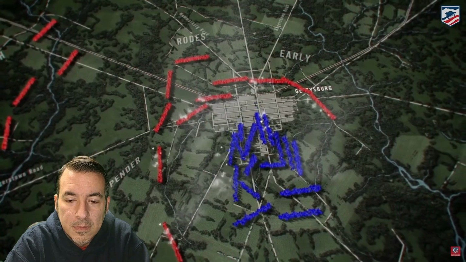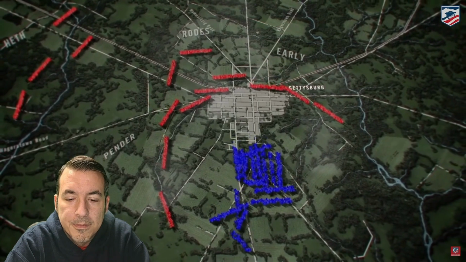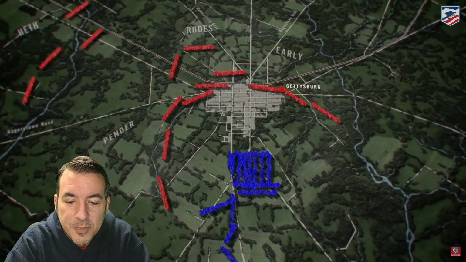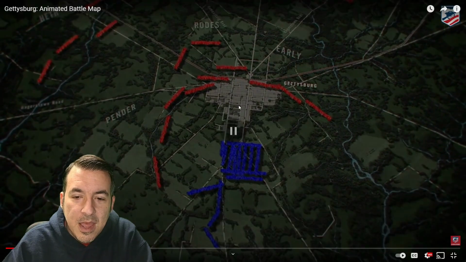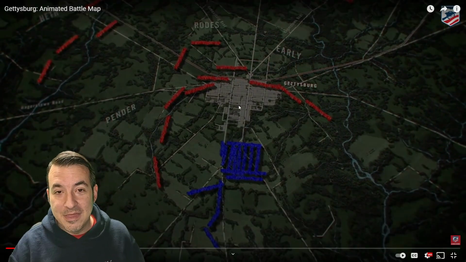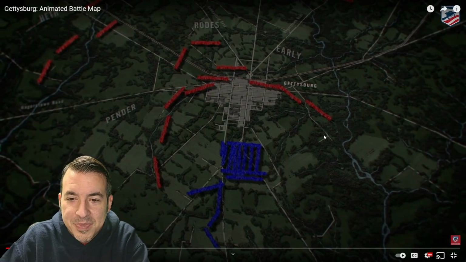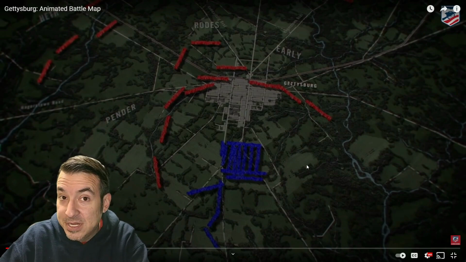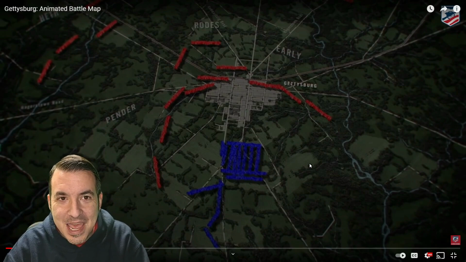The defeated Yankees reform on Cemetery Hill, where General Howard has left a brigade and an array of cannons. The Confederates probe, but do not attack. And there's the mistake of the battle right there. Because over here is Culp's Hill, and the Confederates had an opportunity to take that. And that's the real famous message that Lee gave to Ewell.